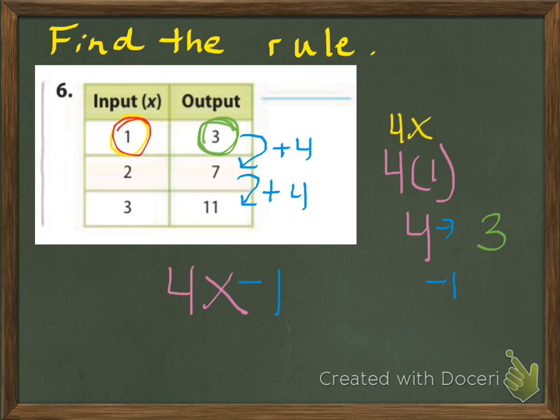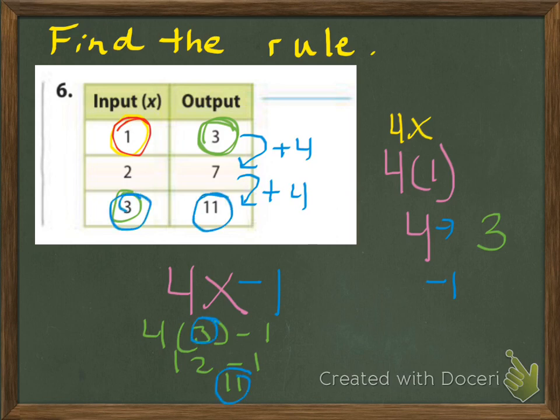So let's plug it in just to make sure. Let's plug in this 3 down here. So 4 times 3 minus 1, so that's 12 minus 1, and that gives me 11. So when I plug in 3, I should get 11. 3 and 11. So that there will be a test question.